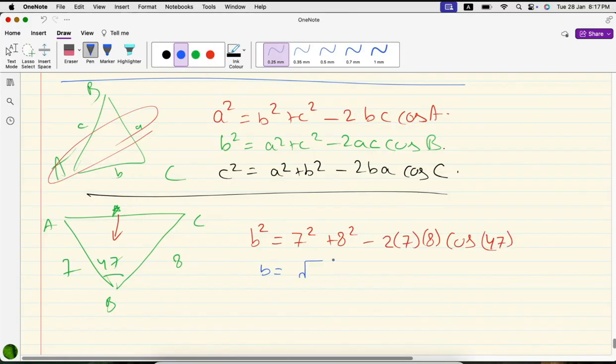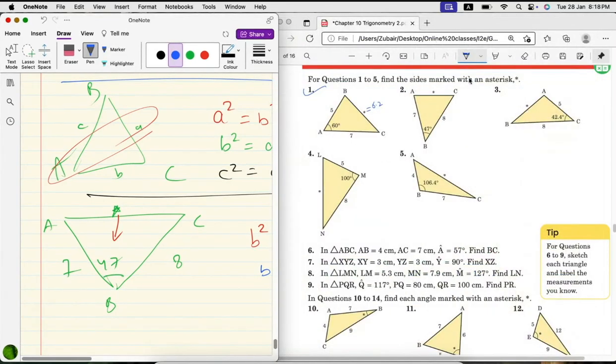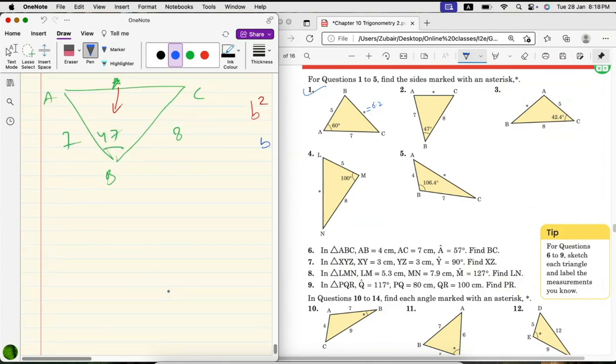So B is equal to square root of 7 square plus 8 square minus 2 into 7 into 8 into cos of 47. Now I'm punching this in calculator. And I'm getting 6.05. None of the sides were given, so just for practice, this is the side. Is there any confusion in understanding the formula? No, sir. Let's try question 3.